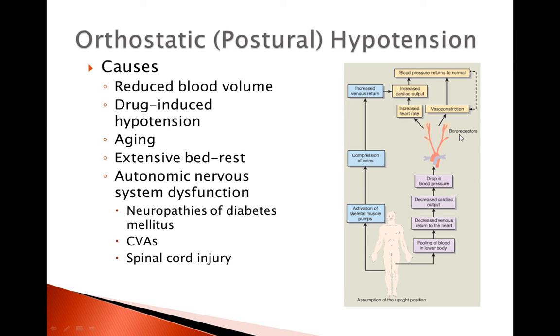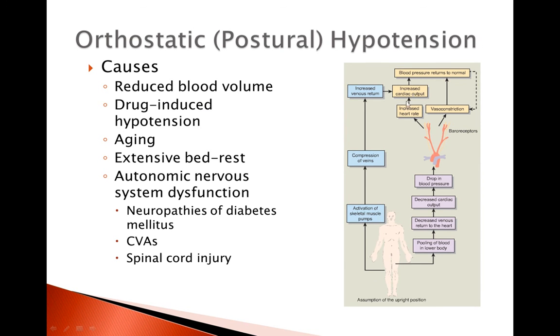So as soon as the demand is there and your sympathetic is stimulated, that should be what happens. Now, causes of what we'd call orthostatic or postural hypotension, where this mechanism doesn't work well, where you don't have a return to normal blood pressure very quickly, occurs if you already have an overall reduced blood volume, so somewhere you're losing blood or you're dehydrated. It can be drug-induced. Certain medications can lead to hypotension.